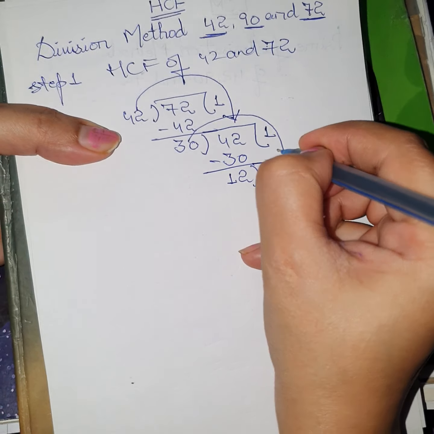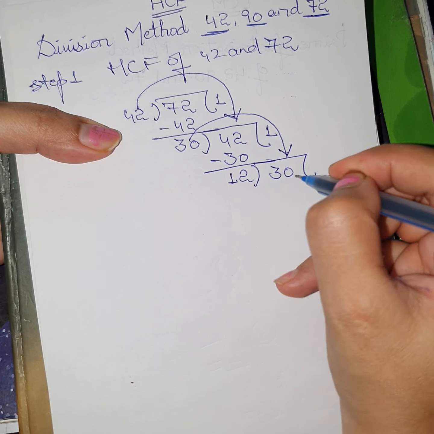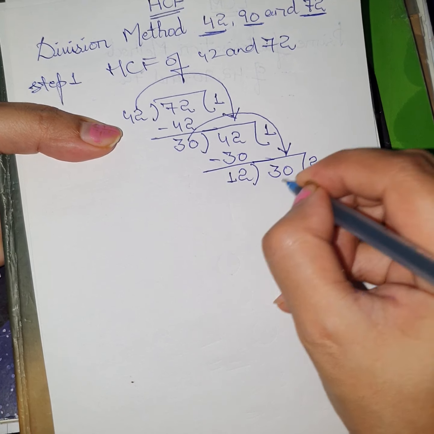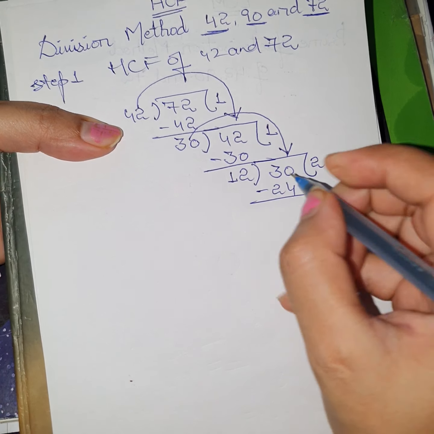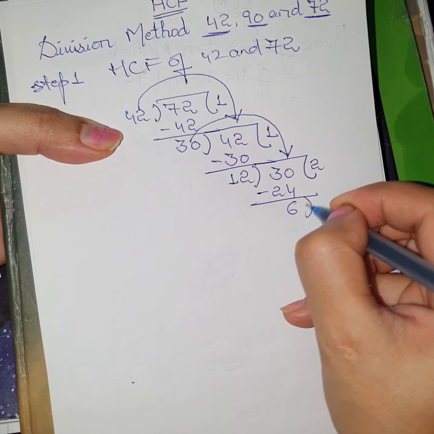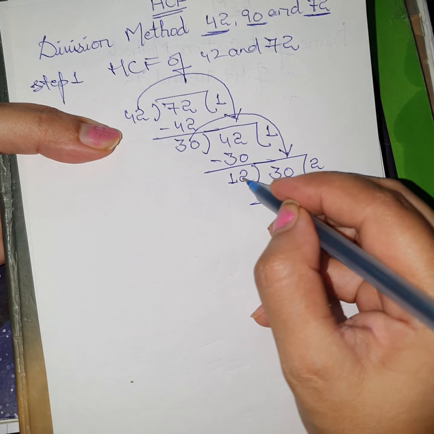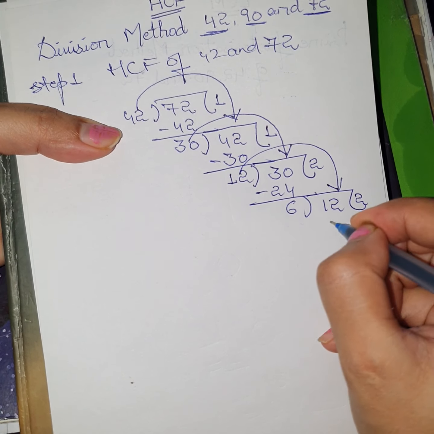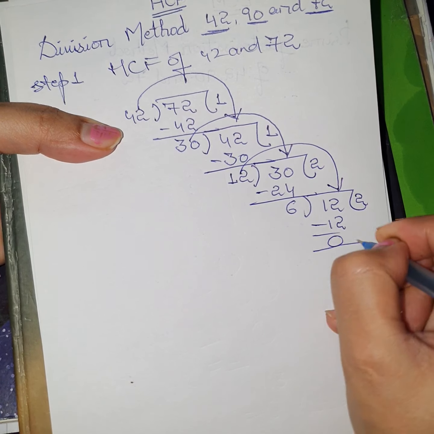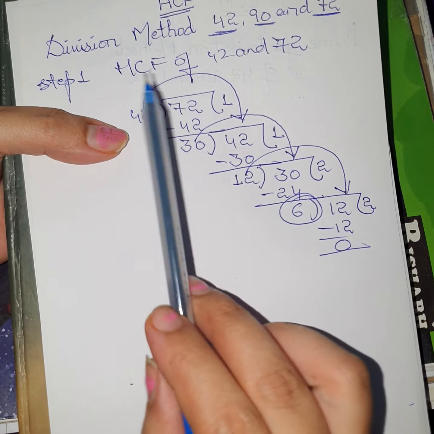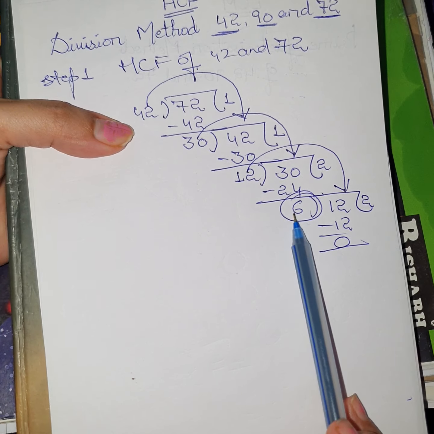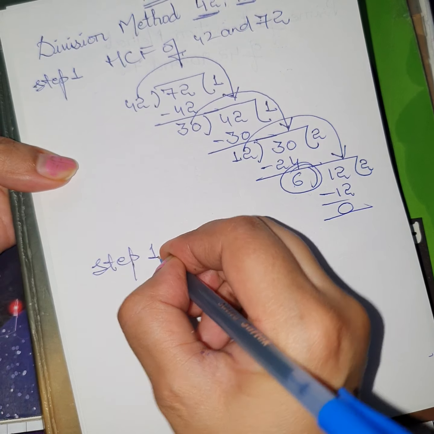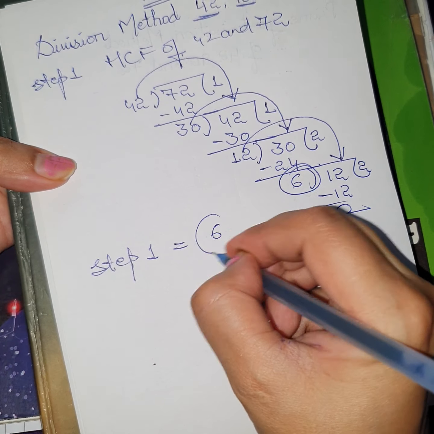Now this 30 will come down inside the division format. In the table of 12, the number smaller than 30 is 24. It comes two times. So 24 you will write here. 30 minus 24 is 6. Then make the division format again. Bring this 12 down now. So in the table of 6, 12 comes two times. So here you can see the HCF of 42 and 72 is 6. So for step 1, we have got the result 6 here.